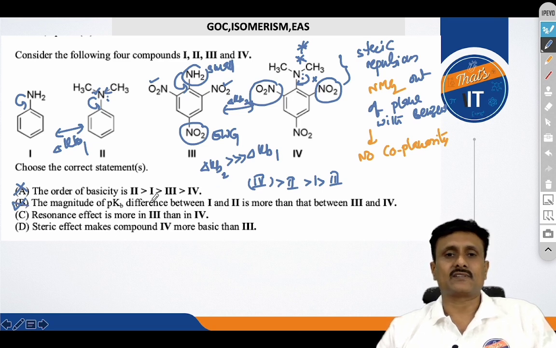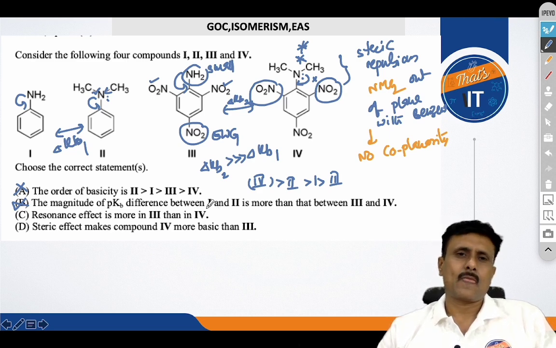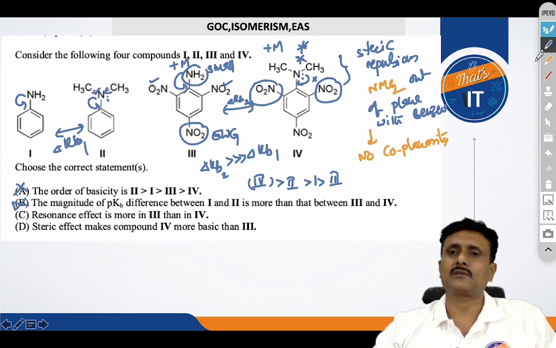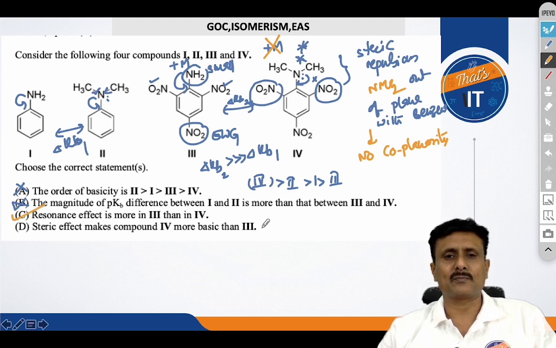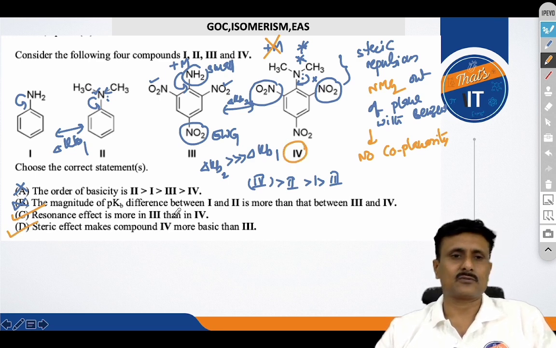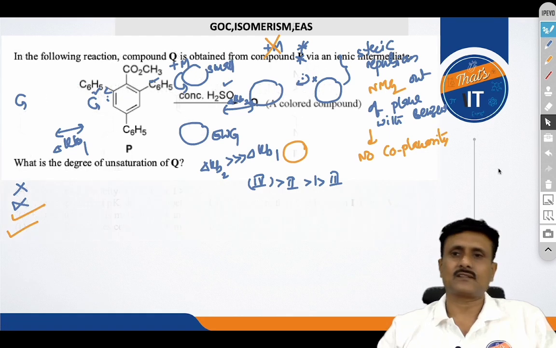Actually 3 and 4 is greater than 1 and 2. The resonance effect is more in 3 than 4. Yes, because you can see resonance is happening here, the plus M effect is happening here, whereas here the plus M effect is not happening because of the steric repulsions. The planarity is lost. So it is more in 3 than 4, that's true. Steric effect makes compound 4 more basic than 3. Yes, this is also true. That's what we have studied, right? So options C and D are the correct answers, isn't it? Let's see the next one.